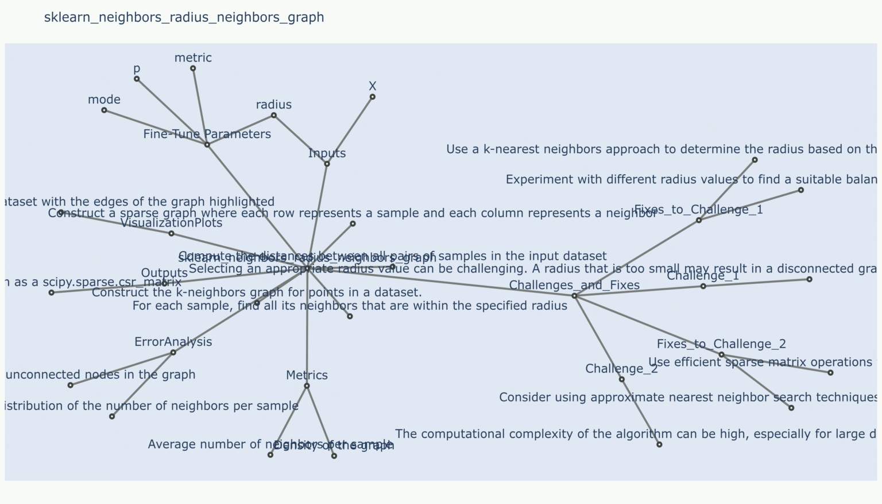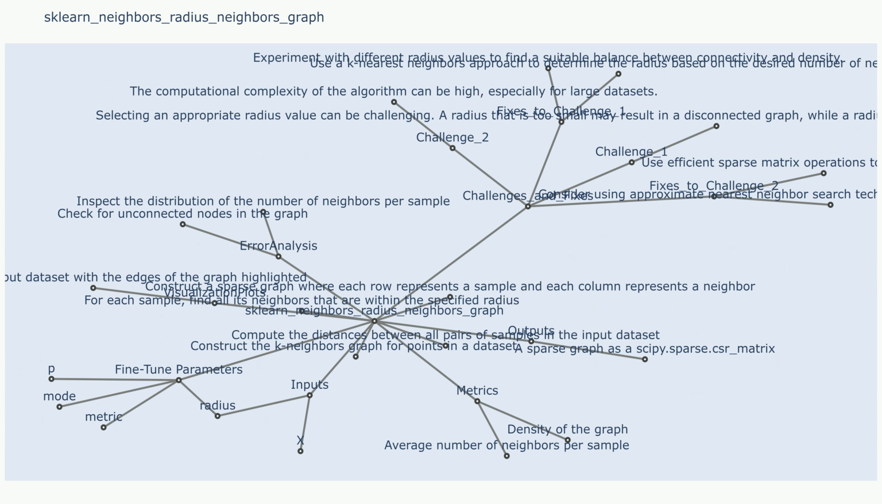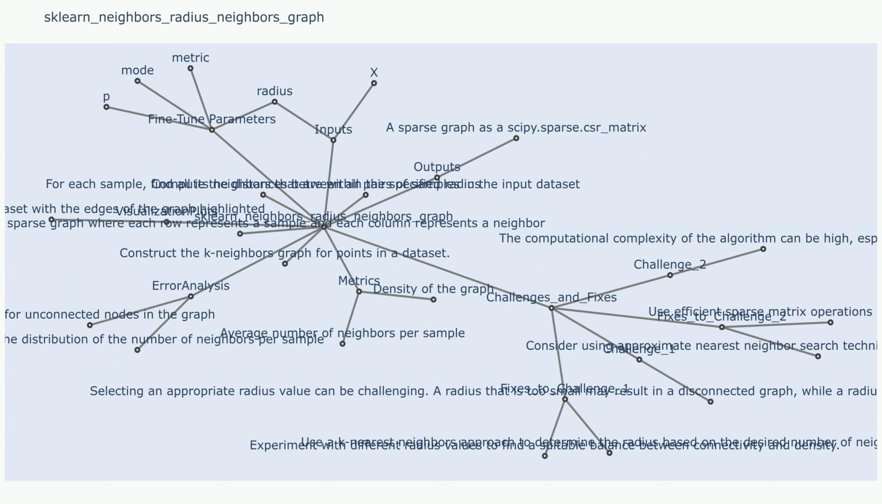Fine-tune parameters. Radius. The radius parameter controls the density of the graph. Increasing the radius will lead to more connections and a denser graph, while decreasing it will result in fewer connections and a sparser graph. Metric. The choice of distance metric can significantly impact the graph structure. For example, using a different metric like Manhattan or Chebyshev distances can lead to different neighbor relationships.